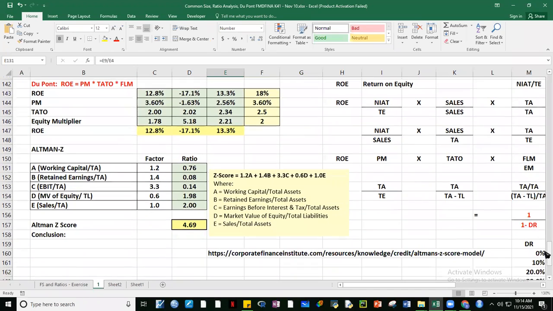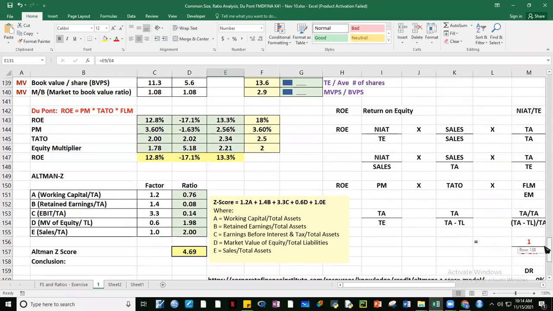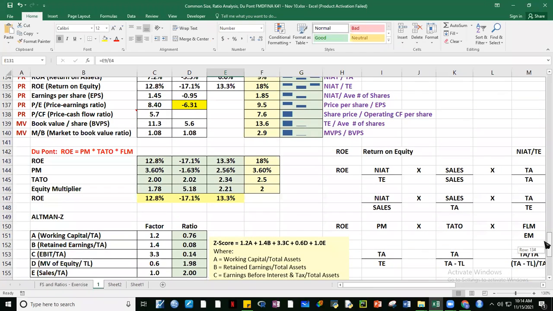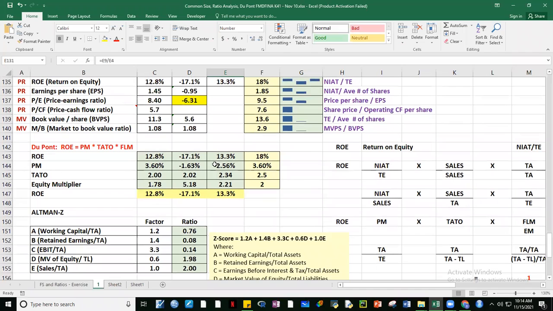We have two more important topics here. Unang-una yung DuPont, and then the Altman Z. Okay, DuPont, guys, was developed by a company, DuPont, a chemical company sa US. Kasi before, ang importante yung measure ng ROE.